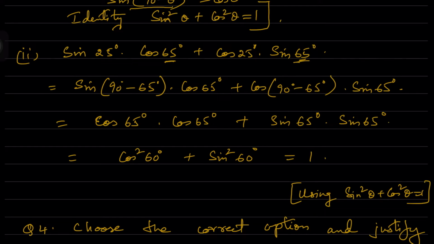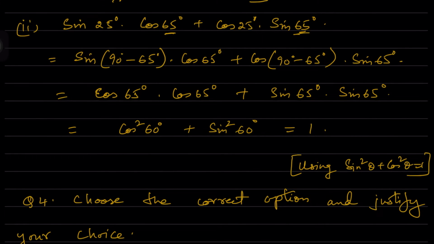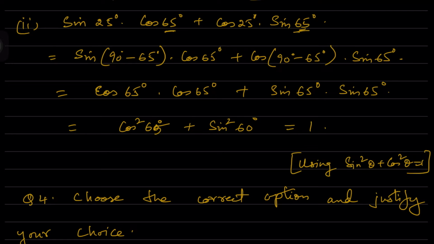So sin(90 minus 65) into cos 65 plus cos(90 minus 65) into sin 65 is equal to cos 65 into cos 65 plus sin 65 into sin 65. That is cos square 65 plus sin square 65, which is equal to 1. So using sin square theta plus cos square theta is equal to 1, we have got 1 as the answer.